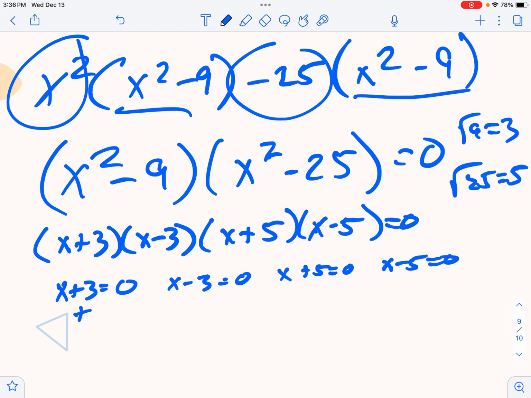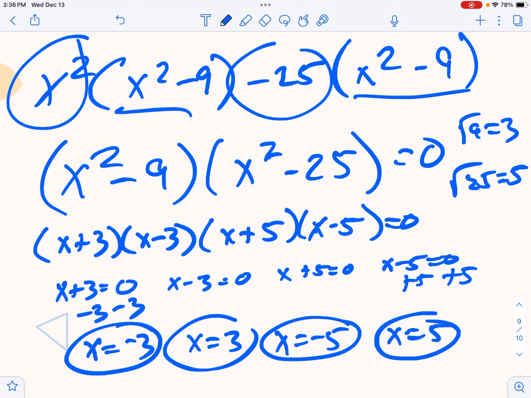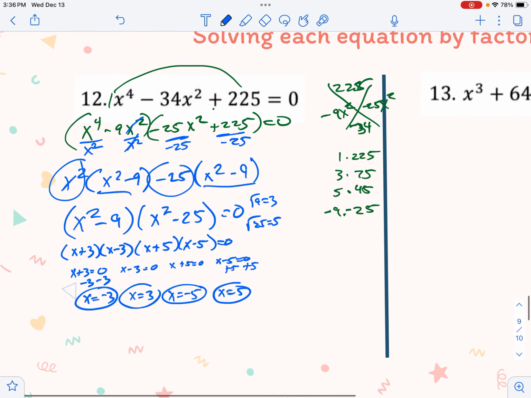Okay, so if I solve this, I wouldn't add, I'd probably subtract 3 from both sides. X equals negative 3. Add 3, x equals 3. Subtract 5, x equals negative 5. And add 5 to both sides, x equals positive 5. There we go. That's it.